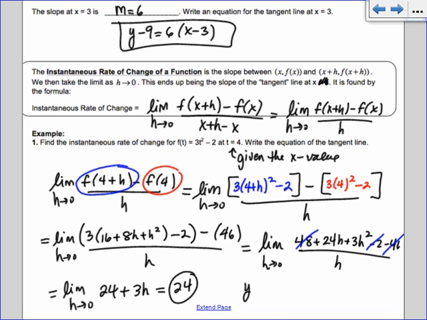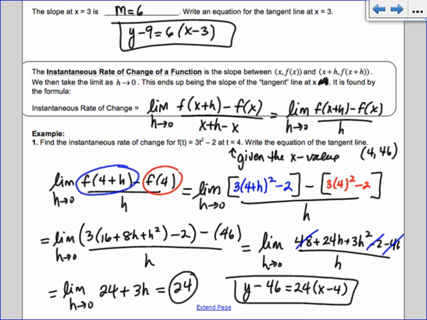So your equation of your tangent line is y minus, what did I get when I plugged in 4? What point was it? 4 comma 46, is that right? Yeah, 4 comma 46. So it's going to be y minus 46 equals 24 times x minus 4. That's your equation of your tangent line.